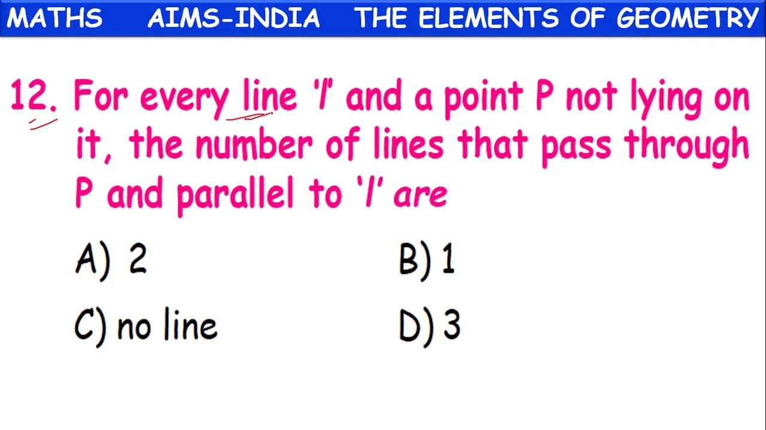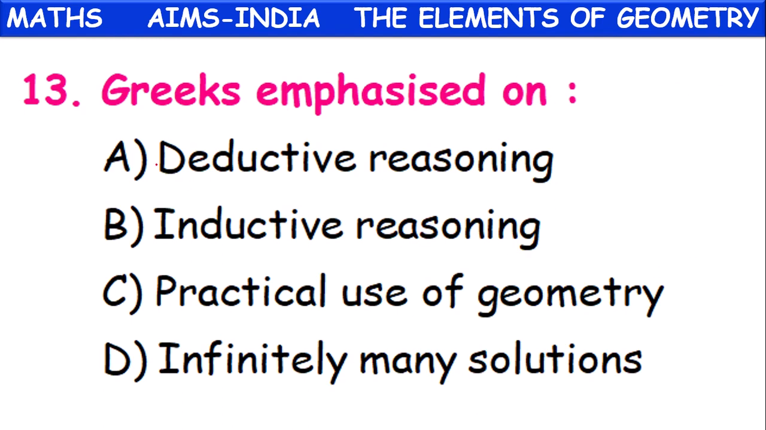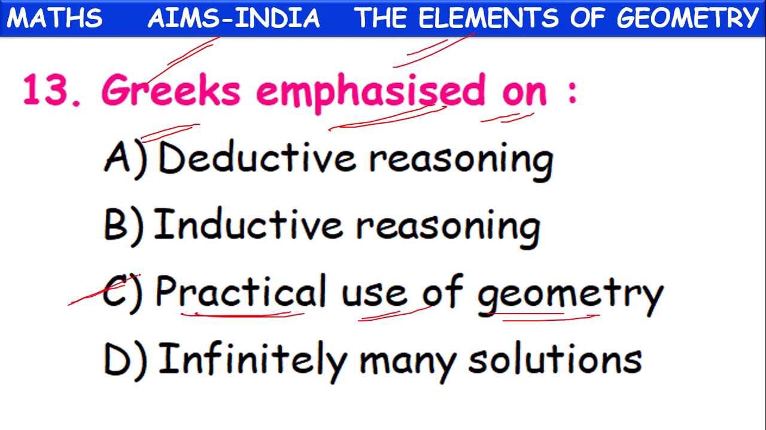So 12th, for every line L and a point P not lying on L, the number of lines that pass through P and parallel to L, one and only one. So Greeks emphasized on, means they gave more importance to practical use of geometry.